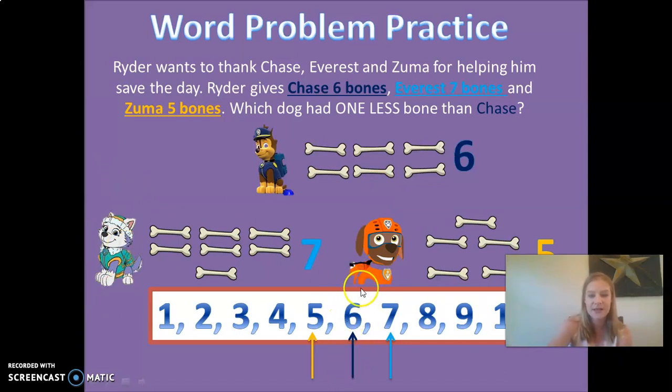Here's the number. Chase had 6 bones. If we want to know which group had 1 less than Chase, we need to look on our number line to see which number comes before the number 6 or to the left of the number 6. So if I'm looking at 6, 1 before or 1 number to the left of 6 is 5, which tells us that Zuma had 1 less bone than Chase. 5 is 1 less than 6. We know this because 5 comes right before the number 6.